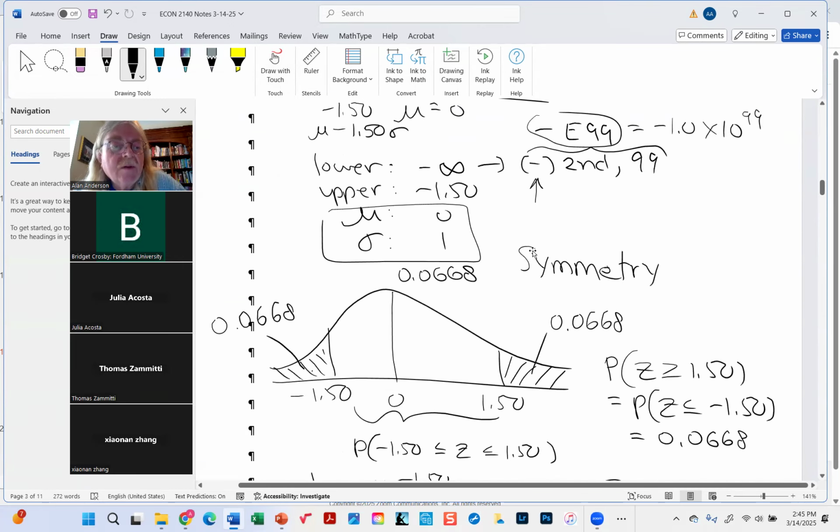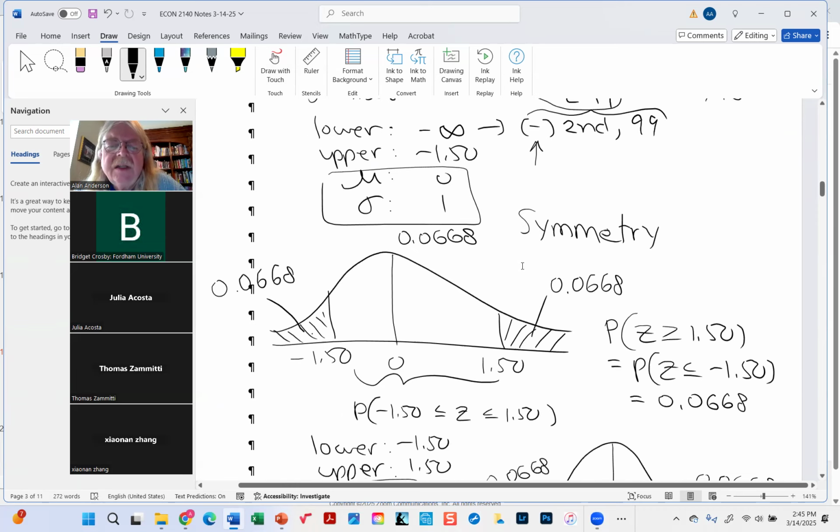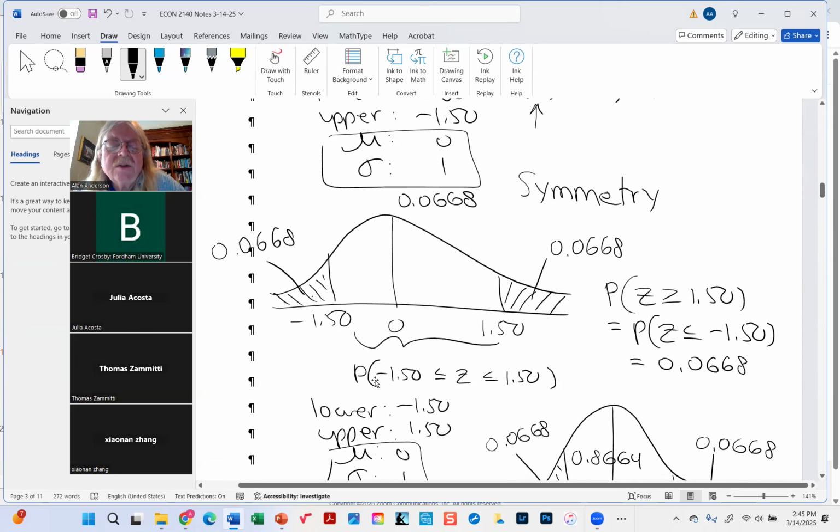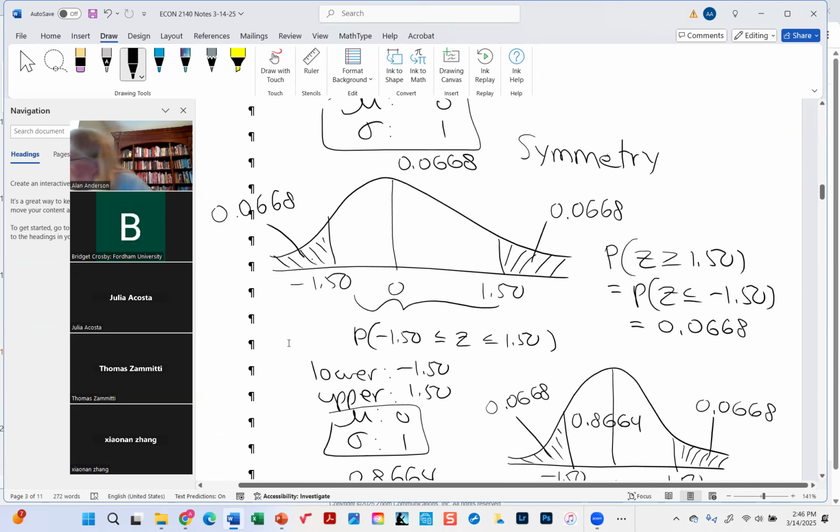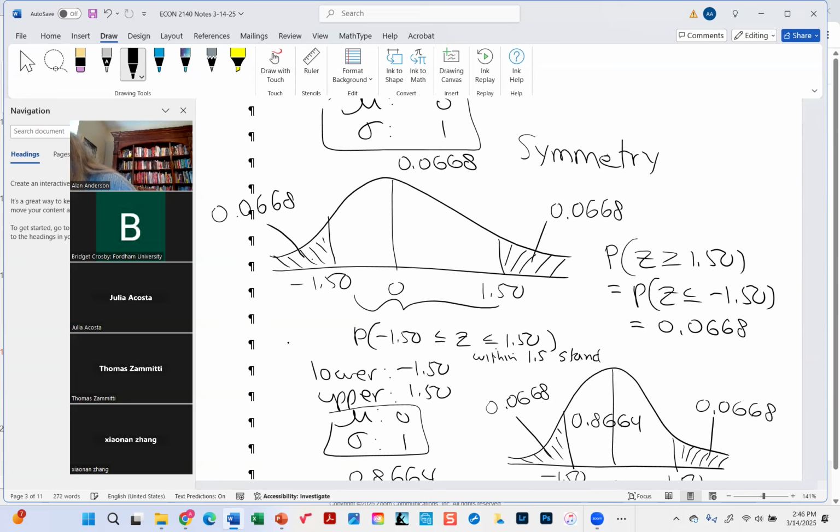Now there's more though. There's another way we can take advantage of the properties of the normal distribution. I've got these two tails. What about the area in the middle? In other words, what's the probability of being between negative 1.5 and positive 1.5? Or in other words, within 1.5 standard deviations of the mean.